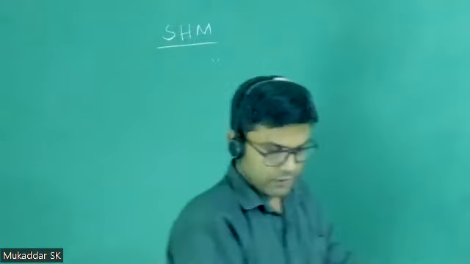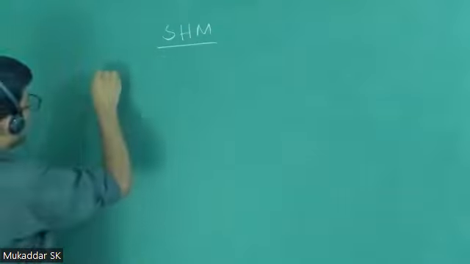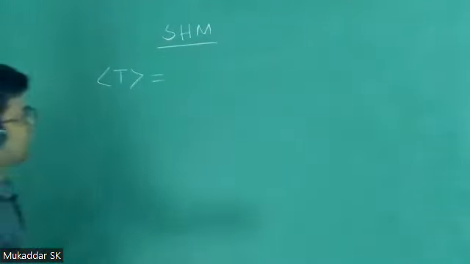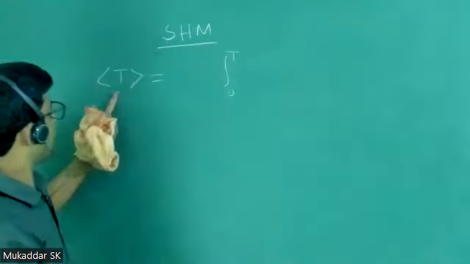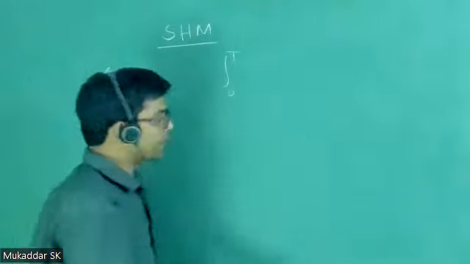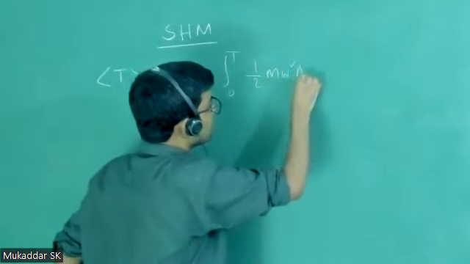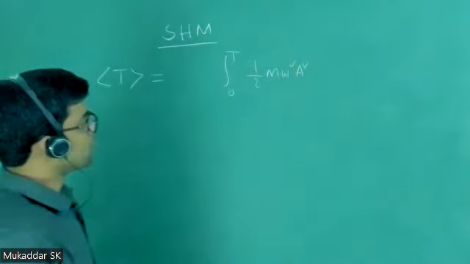Everything is okay. Now you can also calculate the time average of kinetic energy over a complete cycle. So the same I'll apply, 0 to capital T, then kinetic energy is half m omega square, then a square minus x square.